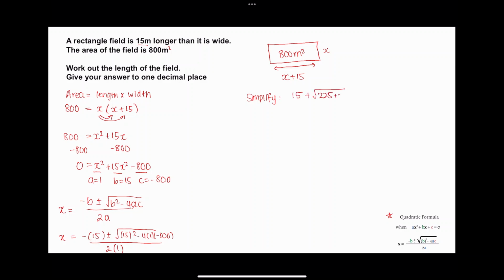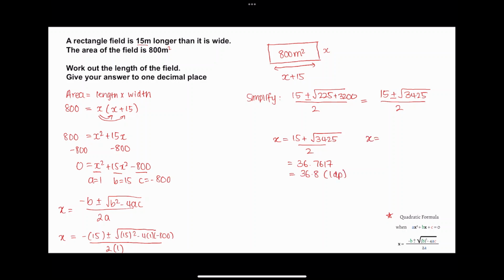Once you have the equation, you can follow the normal quadratic formula procedures, substituting the coefficients correctly, so a is equal to 1, b is equal to 15, and c is equal to minus 800, and simplify until you have 15 plus or minus root 3,425 all divided by 2. This means each root is 36.8 and minus 21.8 to one decimal place as indicated by the question.